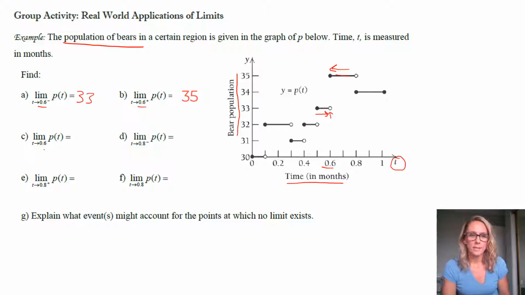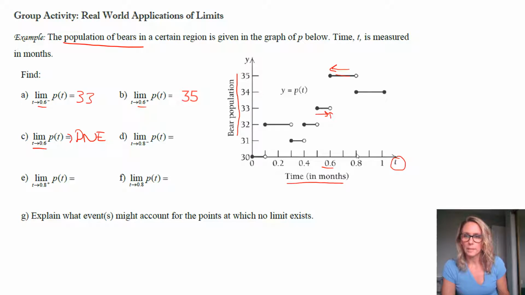So when it asks C, what is then the limit as time approaches 0.6? Well, that's an issue because we don't have the same population coming in from the left-hand side and the right-hand side. So in this case, we are going to have a does not exist there. The limit does not exist because it's not the same on the left and the right.